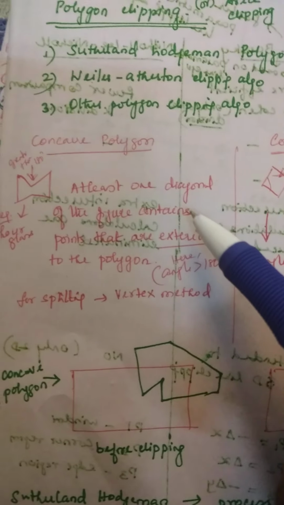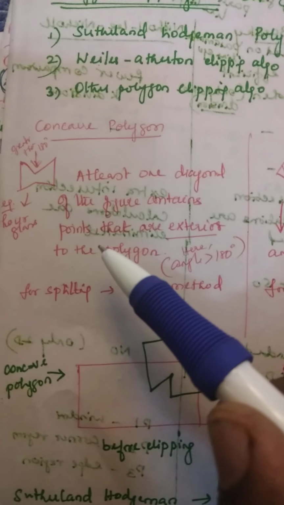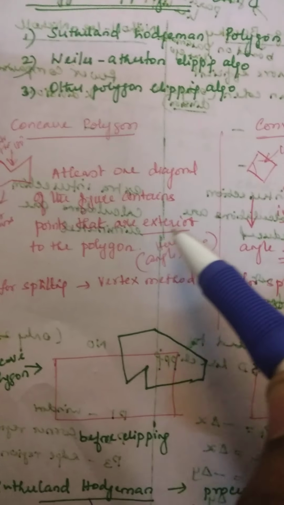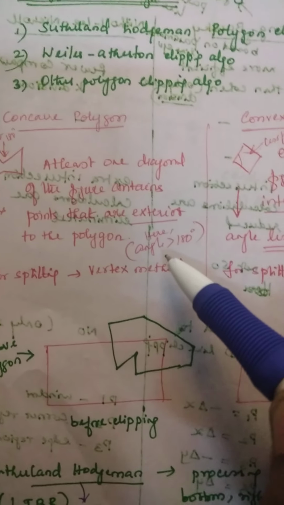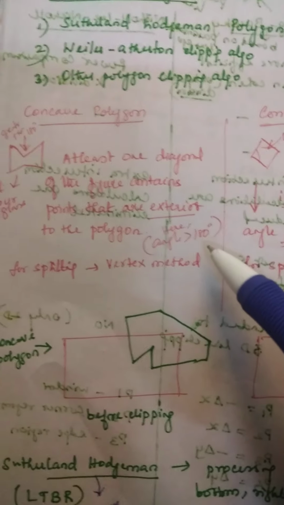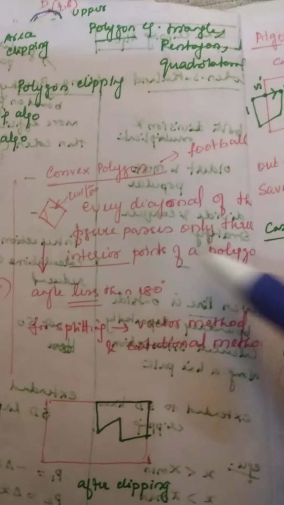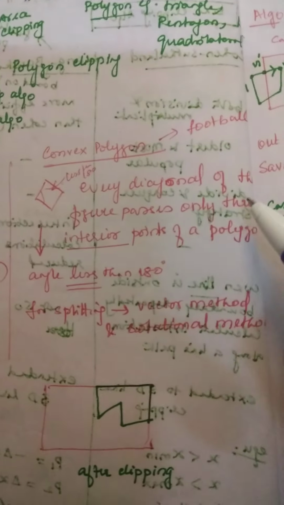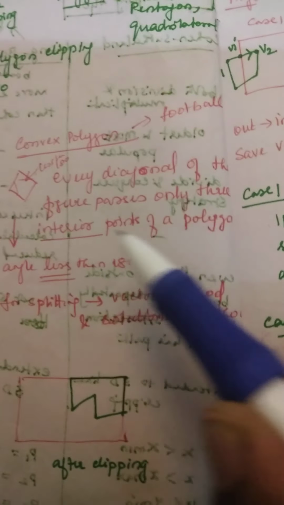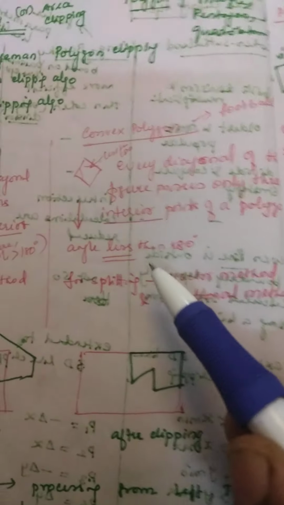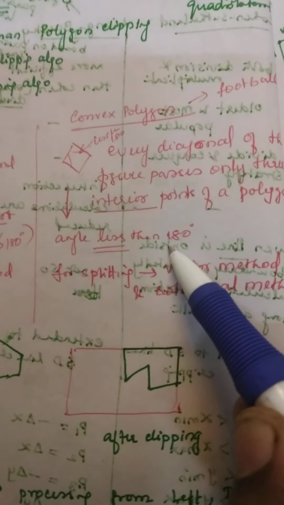At least one diagonal of the figure contains points that are exterior to the polygon. This word is important: exterior. Exterior means the angle will always be greater than 180. Similarly, for a convex polygon, imagine a football. Every diagonal of the figure passes only through interior parts of the polygon. The angle will always be less than 180.